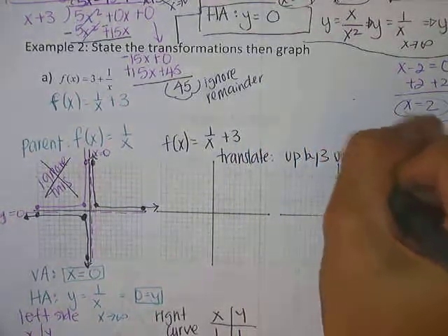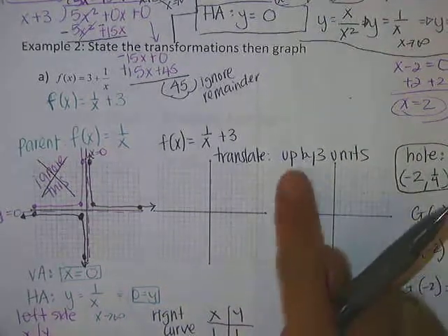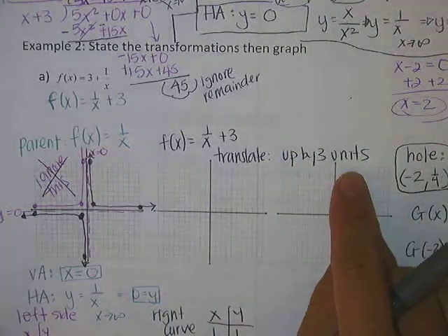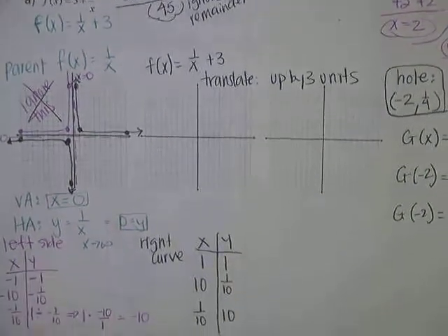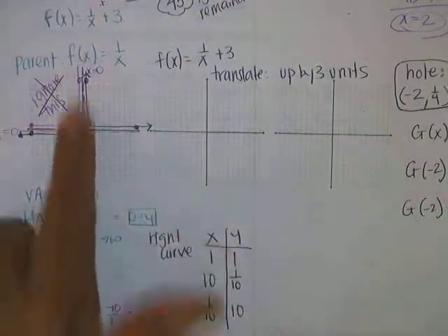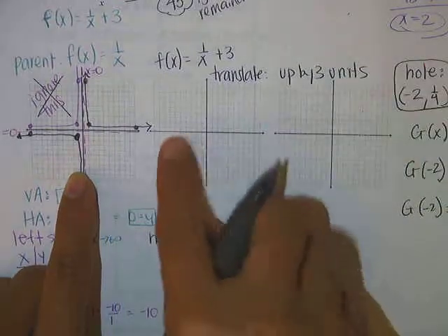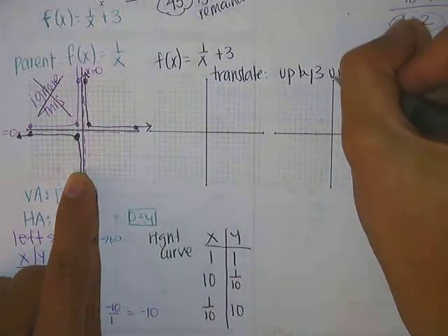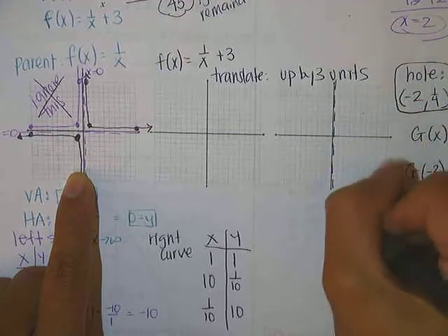So you have your left curve and your right curve. Okay. Now you only have one transformation, which is this positive 3, which you can't see right now. Here we go. You only have one transformation, which is a positive 3 right here. So we're going to write the next equation. Please write this down: 1 over x, plus 3. This is a translation of up 3 units. Okay, translate up by 3 units.